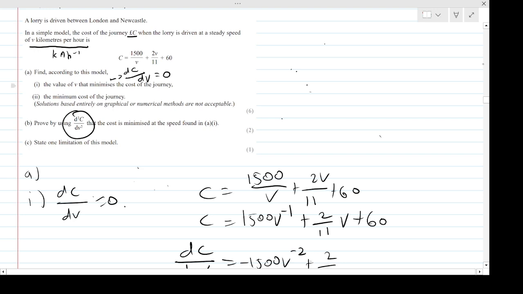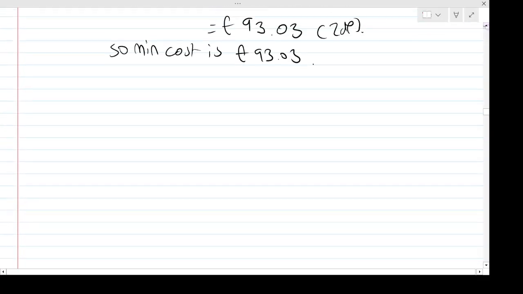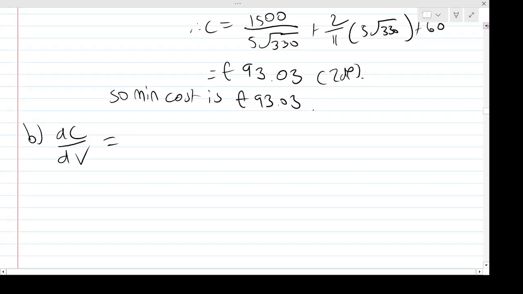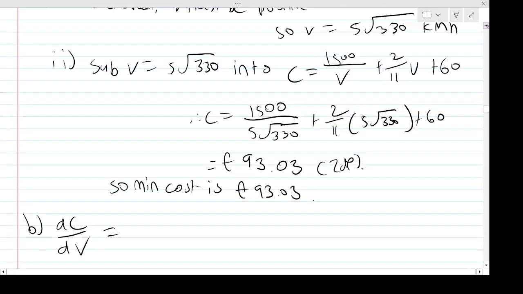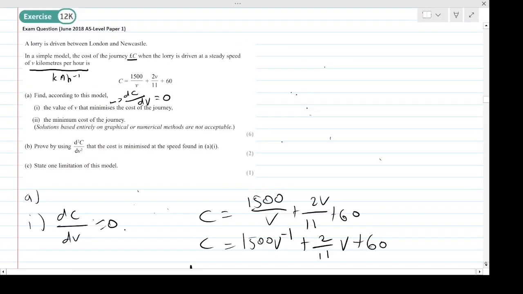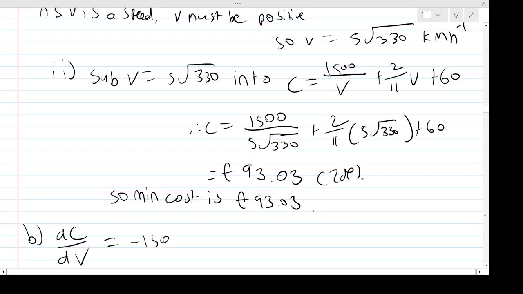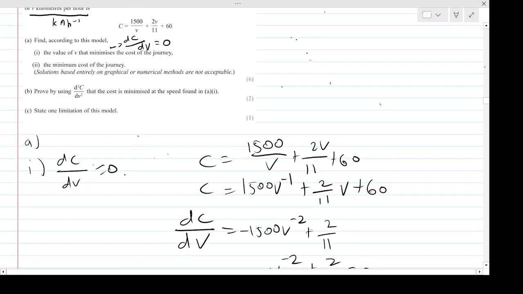We need to use again that second derivative, d squared c by d v squared. So we know the first derivative, which we did previously. Where was it? It was here: minus 1500 v to the minus 2, add 2 over 11. Was that right? Yes. So that's my first derivative.